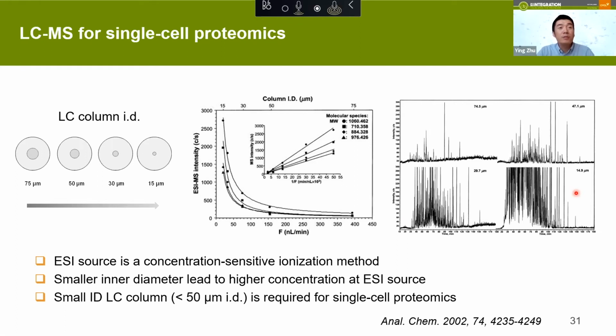Because electrospray ionization is a concentration sensitive ionization method, decreasing the column size leads to a higher concentration of the peptide at the ESI source. It will increase the sensitivity of your peptide measurement. Here you can see we have 4 different column sizes from 75 to 15. We inject the same amount of sample into the 4 different columns. We see little signal in the conventional 75 micron column, but we can see a huge amount of signal in the 50 ID column. So usually we use the 50 ID or 30 ID column for single cell proteomic analysis now.